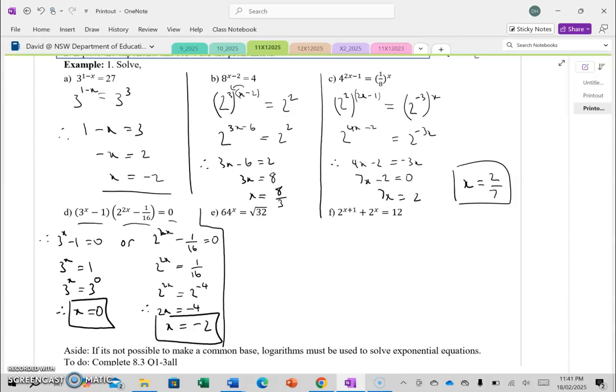Okay, E. 64 and 32, they're both 2 raised to different powers. So 64 is 2 raised to the power of 6, and 32 is 2 raised to the power of 5, but it's a square root, so put on 2 there. So therefore, equating, we've got 6x equals 5 on 2, so therefore x is going to be 5 on 12.